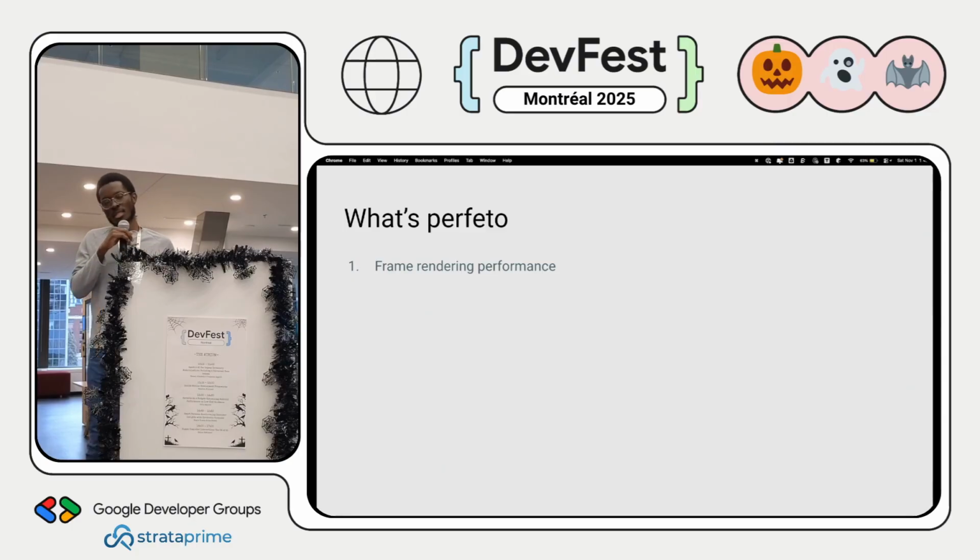So what can you do with Perfetto? Well, there are a bunch of things that you can do. You can track the frame rendering performance. For example, if you're trying to understand why your application is lagging, why you have some janky frames or the performance is low, you can analyze how well your application is rendering the UI.